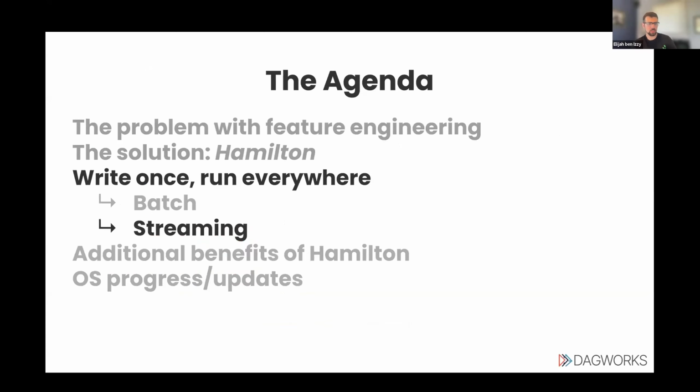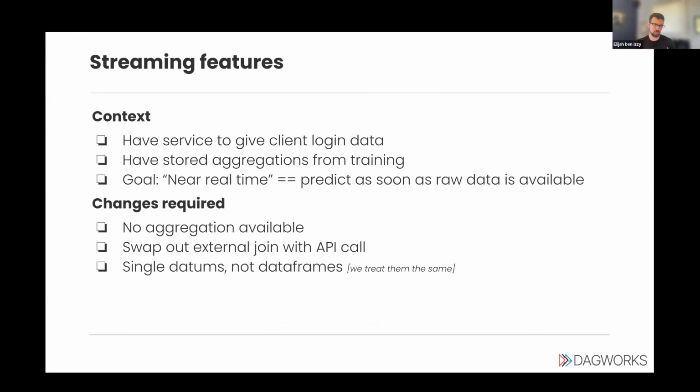All right, so what does this look like in the streaming mode, and what specifically do we have to change? Well, let's set up a context first so we know what we need to build. You have a service to give you client login data. You've stored aggregations from training. So we have those means and standard deviation. And your goal is to be near real time, so to predict as soon as raw data is available.